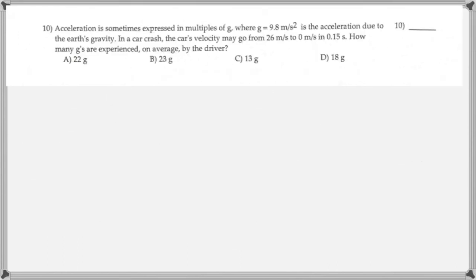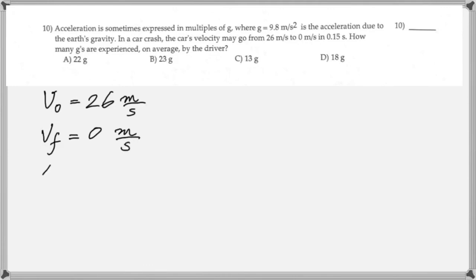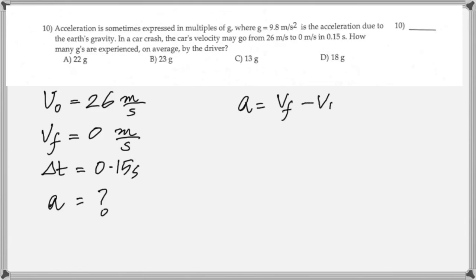Brings us to the last one. Here it talks about a car crash where the car's velocity goes from 26 meters per second to 0 meters per second in 0.15 seconds. Let's find the acceleration. That's the initial, final is 0. Looking for acceleration, time is given as 0.15 seconds, which is really small. That's why the acceleration is going to be huge.